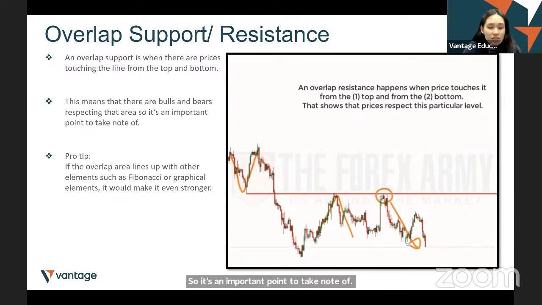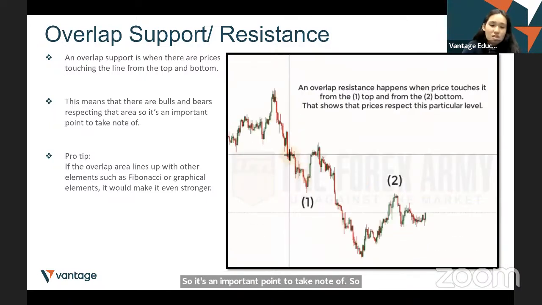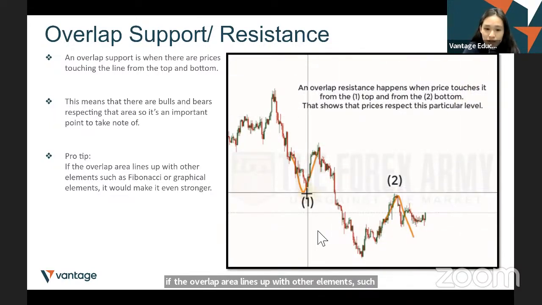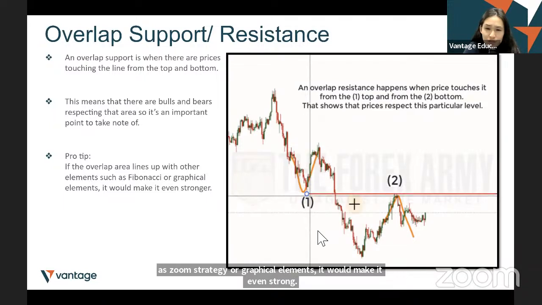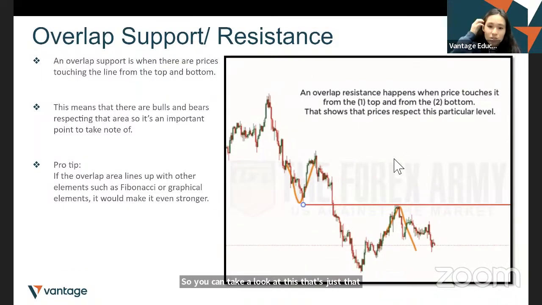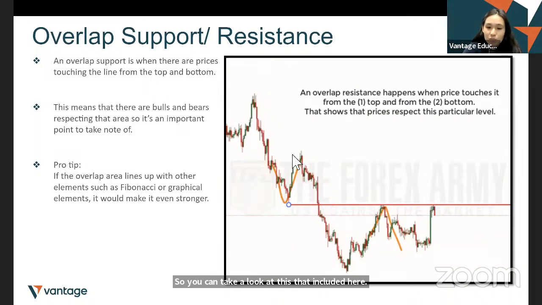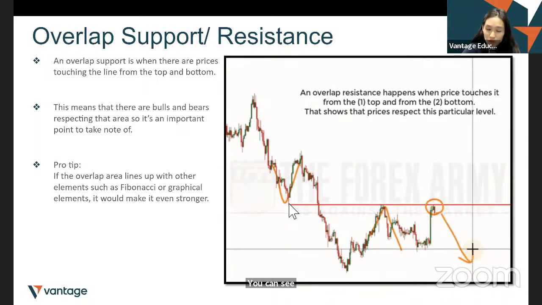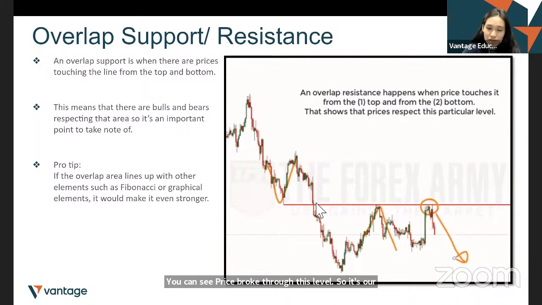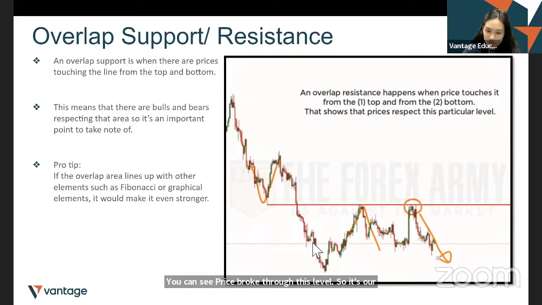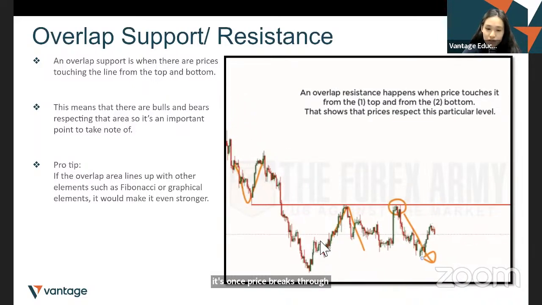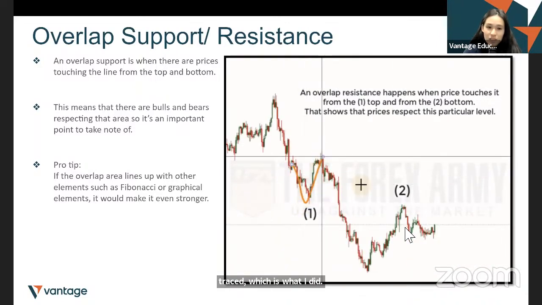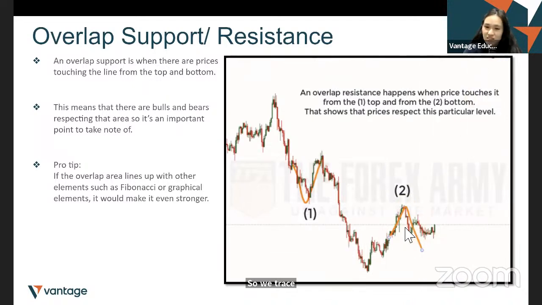So pro tip, if the overlap area lines up with other elements such as Fibonacci or graphical elements, it will make it even stronger. So you can take a look at this GIF that I've included here. You can see price broke through this level. So it's at our swing low support. Once price breaks through this, it becomes a pullback resistance. And then now we expect it to retrace, which is what it did. So it retraced once and retraced twice, making it an overlap resistance.